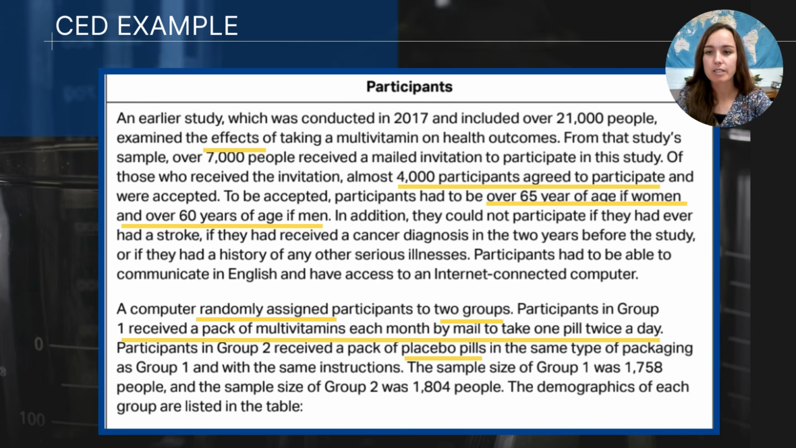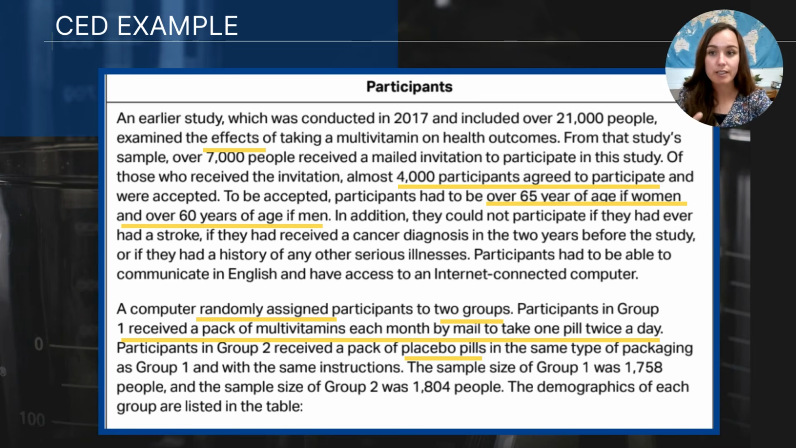All right, so it says participants in group one received a pack of multivitamins. This is our independent variable. Each month by mail to take one pill twice a day. And participants in group two received a pack of placebo pills in the same type of packaging as group one and with the same instructions.